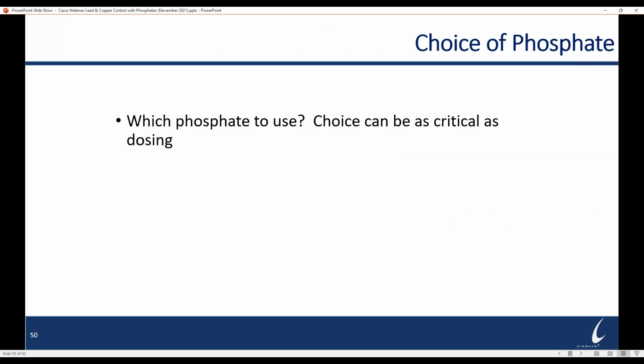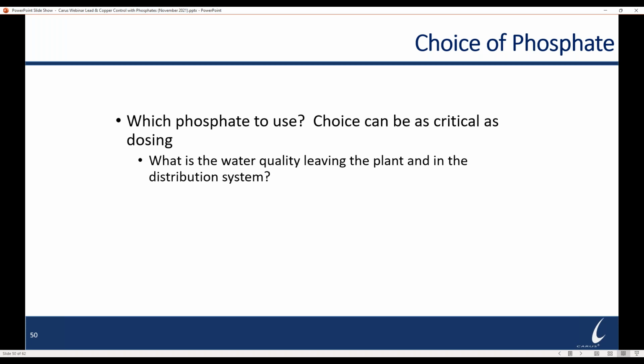So how do you specifically pick a phosphate product? What you want to do is look at the water quality leaving the plant, and then what your water quality does as it passes through the distribution system. Do some of those water quality parameters change? Do you pick up lead and copper numbers? Do you pick up iron and manganese from the system, from scale and tuberculation? What's your water quality doing in the system?